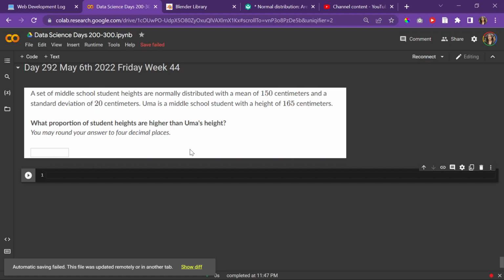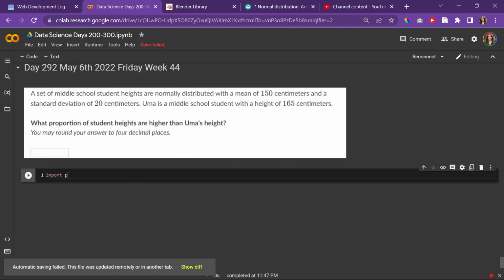A set of middle school students' heights are normally distributed with a mean of 150 centimeters and a standard deviation of 20 centimeters. Uma is a middle school student with a height of 165 centimeters. What proportion of student heights are higher than Uma's height? So they're also basically talking about the proportion or the area. That's what we're trying to find, and I'll visualize that real quick for you.